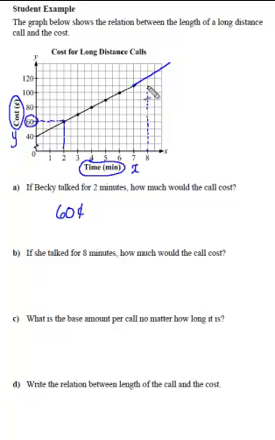Seeing that we've done that, now if we go up, we're going to hit the line and we go directly over from where we hit it. If we continue over to the y-axis, we will see that it's going to cost her 120 cents. That can also be expressed as $1.20.